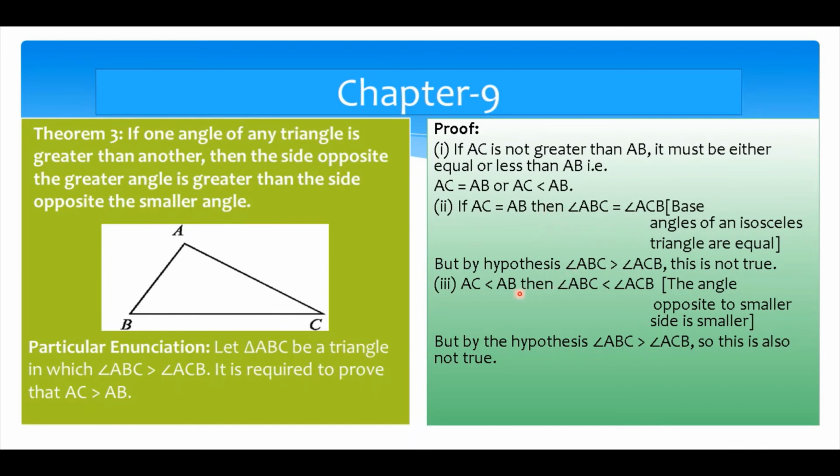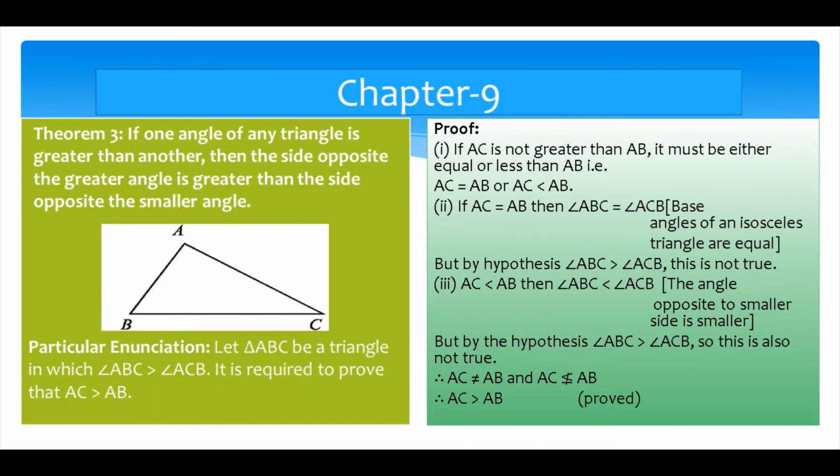Again, if AC is less than AB, then angle ABC is less than angle ACB, because the angle opposite to a smaller side is smaller. This is also not true, because we have already learned this in the last 2 slides. These are the not rules of this triangle. Therefore we can write AC not equal to AB and AC not less than AB. That means these are the right things.